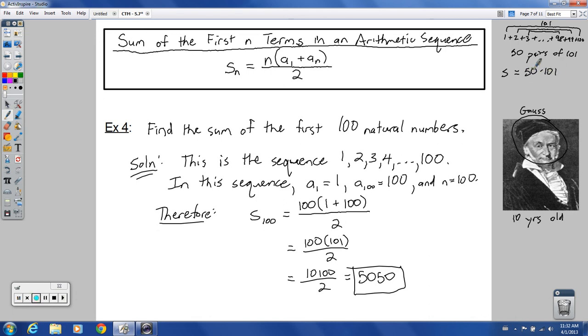In other words, it's half of 100, which is how many numbers you have, times the first and the last added together. Well, look at that. Here's the first one and the last one added together, and you multiply by half of the number of terms you have. That's where this equation comes from. So this is 5,050. Nice job, little Gauss.